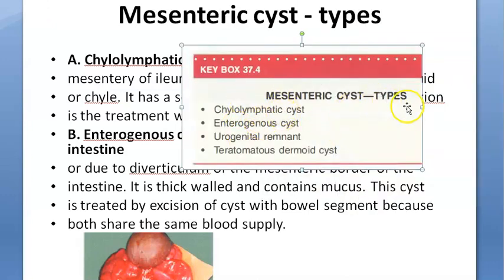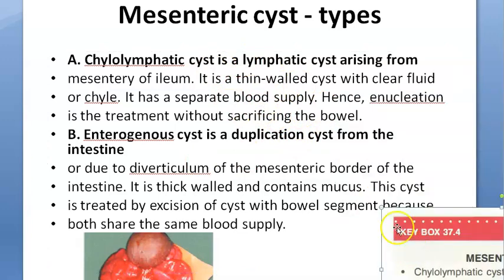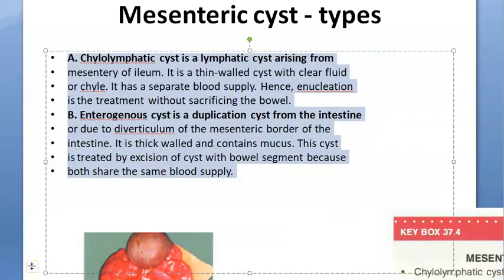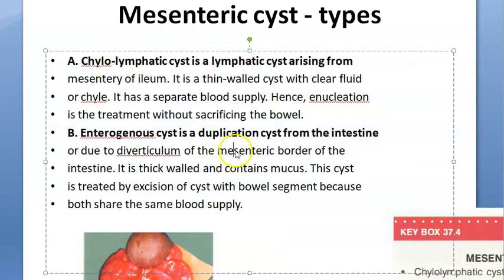So, look at here, mesenteric cyst, the types are chylolymphatic cyst, enterogenous cyst, urogenital remnant, and teratomatous dermoid cyst. Okay. So the main thing you remember here is the chylo. Chylolymphatic cyst is a lymphatic cyst arising from the mesentery of the ileum, which is part of the small intestine. It is a thin-walled cyst with clear fluid or chyle.